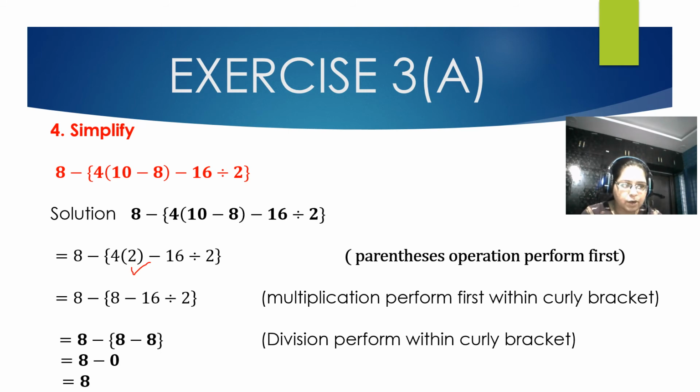So 4 multiplied by 2 is 8, minus 16 divided by 2. Then inside the curly bracket, subtraction and division operations are there. So according to the BODMAS rule, division has higher priority than subtraction. So first the division operation is performed. 16 divided by 2 is 8. So 8 minus 8, that is inside the curly bracket. 8 minus 8 is 0.